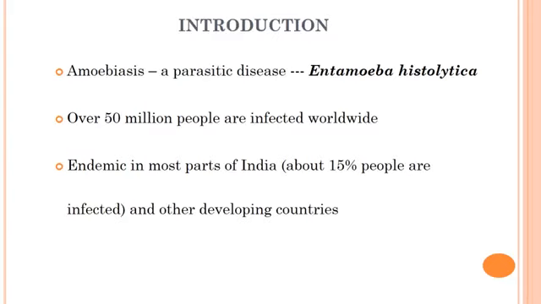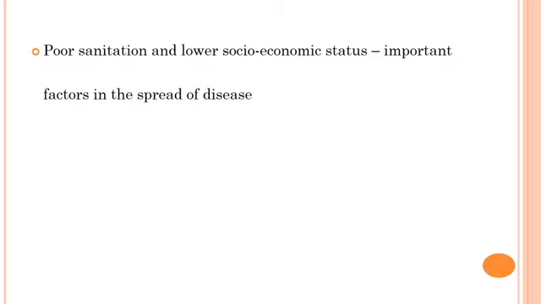Introduction. Amoebiasis is a parasitic disease caused by Entamoeba histolytica. Over 15 million people are infected worldwide. It is endemic in most parts of India and other developing countries. Poor sanitation and lower socioeconomic status are important factors in the spread of disease.